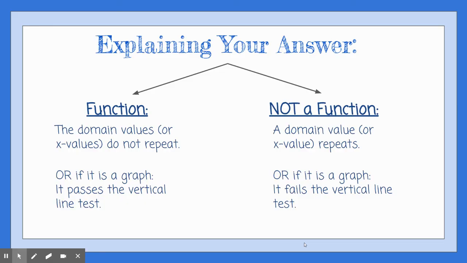So I hope this clarified a little bit how to determine whether something is a function or not a function. And in the next video, I'm going to go over how to determine if something is linear or nonlinear. So I hope this helped.